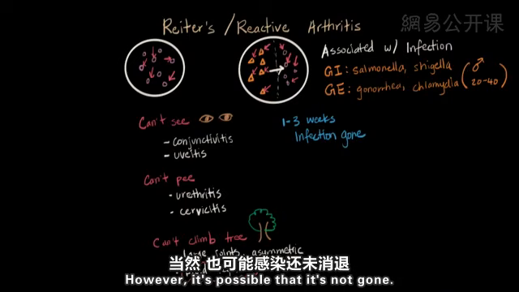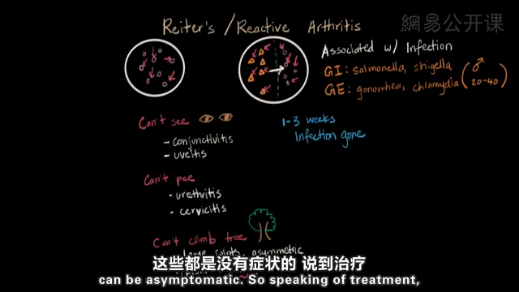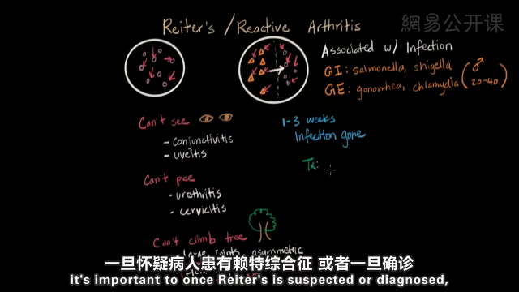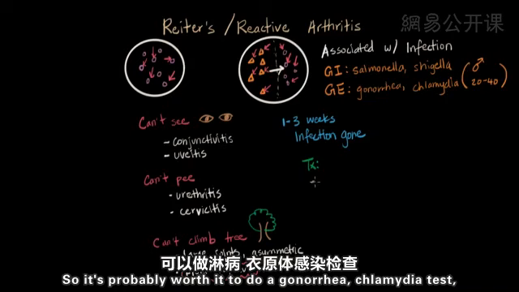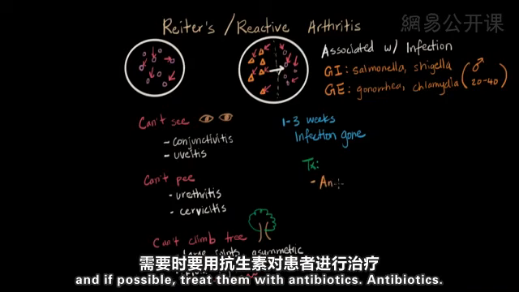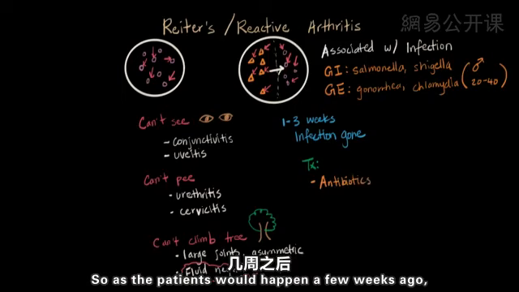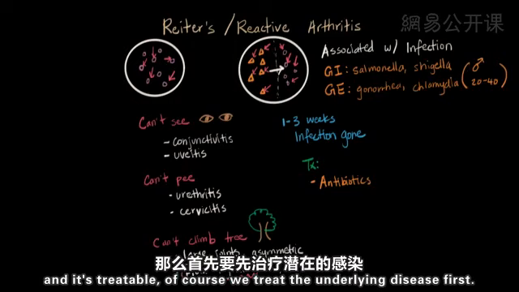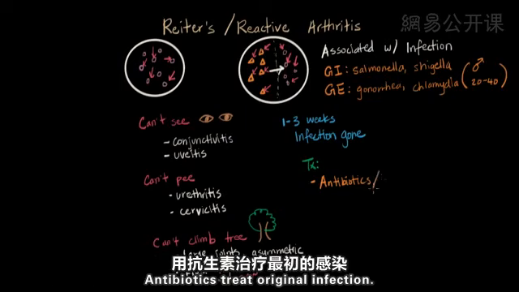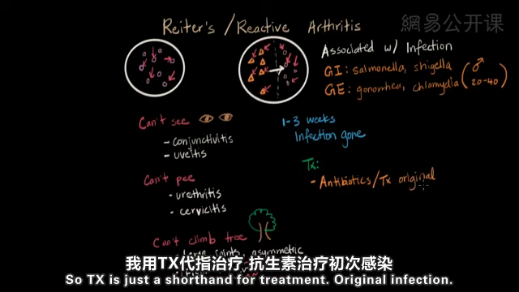So in 1 to 3 weeks, the infection should be gone. However, it's possible that it's not gone. Gonorrhea and chlamydia, in women especially, can be asymptomatic. So speaking of treatment, once Reiter's is suspected or diagnosed, it's important to see if the infection is still there. It's probably worth doing a gonorrhea and chlamydia test, and if possible, treating with antibiotics. Ask the patients what happened a few weeks ago, if they had other symptoms they can think of. If you can isolate the infection and find it's treatable, of course we treat the underlying disease first. Antibiotics treat the original infection. TX is just shorthand for treatment.